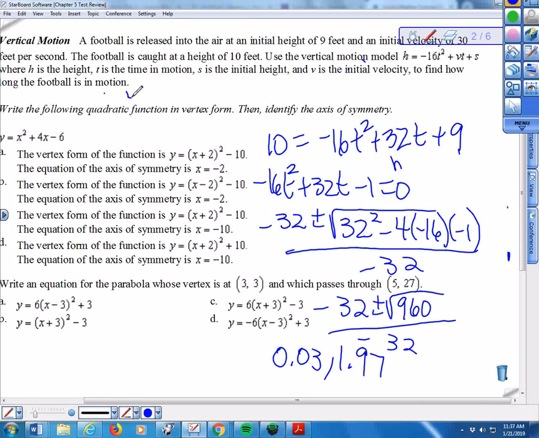This is an application problem. This is why we study quadratics, so you can actually answer questions like this.